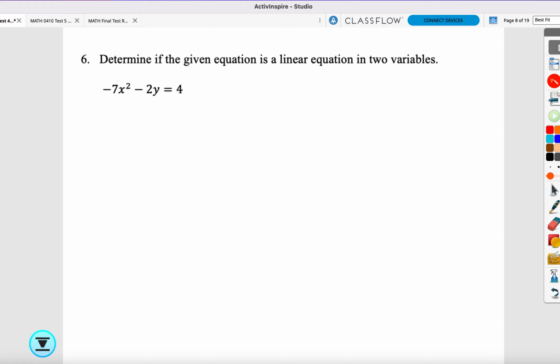Determine if the given equation is a linear equation. To be a linear equation, the exponent for all letters needs to be 1. Exponents have to be 1. Must be 1. Here we have an exponent 2. That's not 1. So therefore this is not linear.